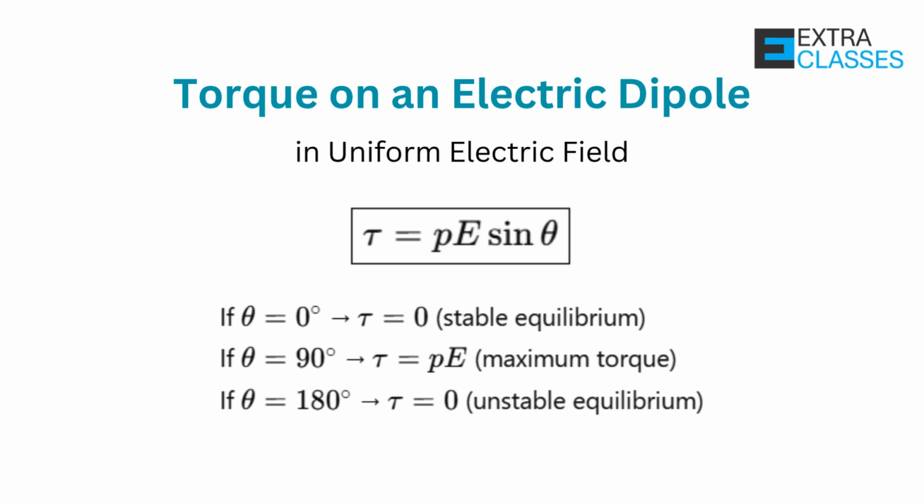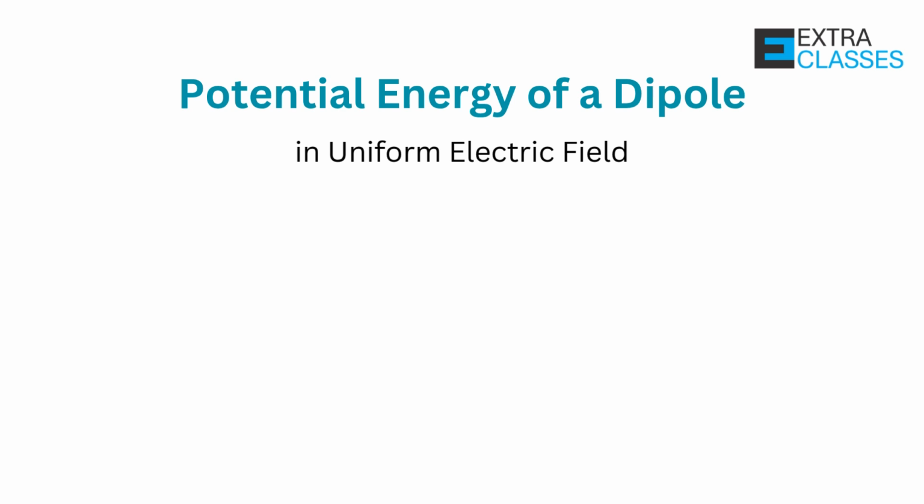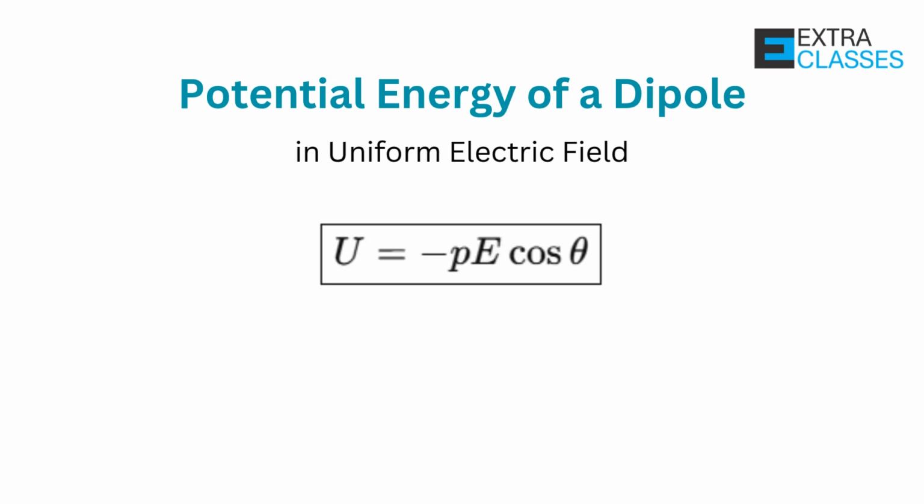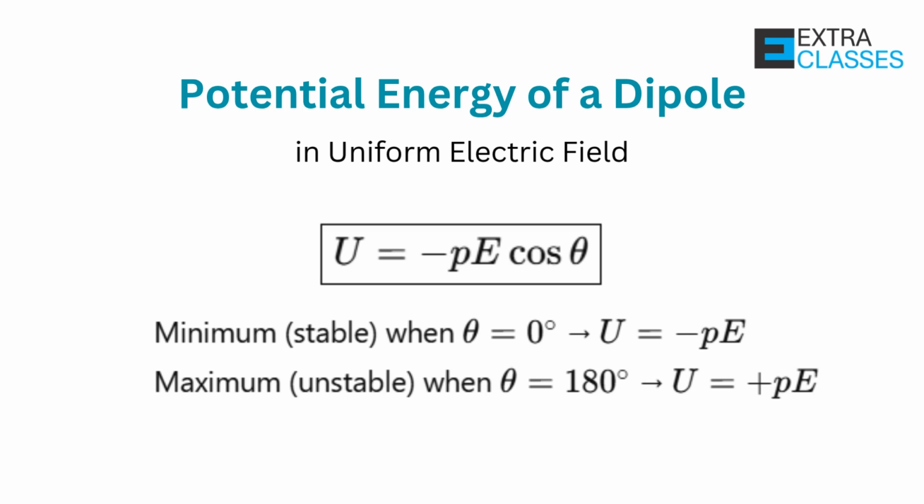and unstable equilibrium. Let us understand potential energy of a dipole in uniform electric field. U is equal to negative P E cos theta. It is stable when theta is 0, and it is unstable when theta is 180.